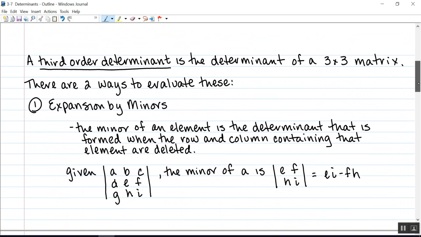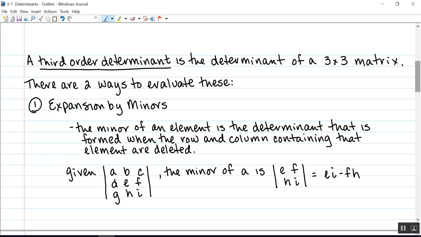A third order determinant is the determinant of a 3 by 3 matrix, and there are two ways to evaluate these. The first one we're going to take a look at is called expansion by minors, and this is not in your textbook, but it's very important that you learn how to evaluate a third order determinant using expansion by minors, because this will come up in other math courses.